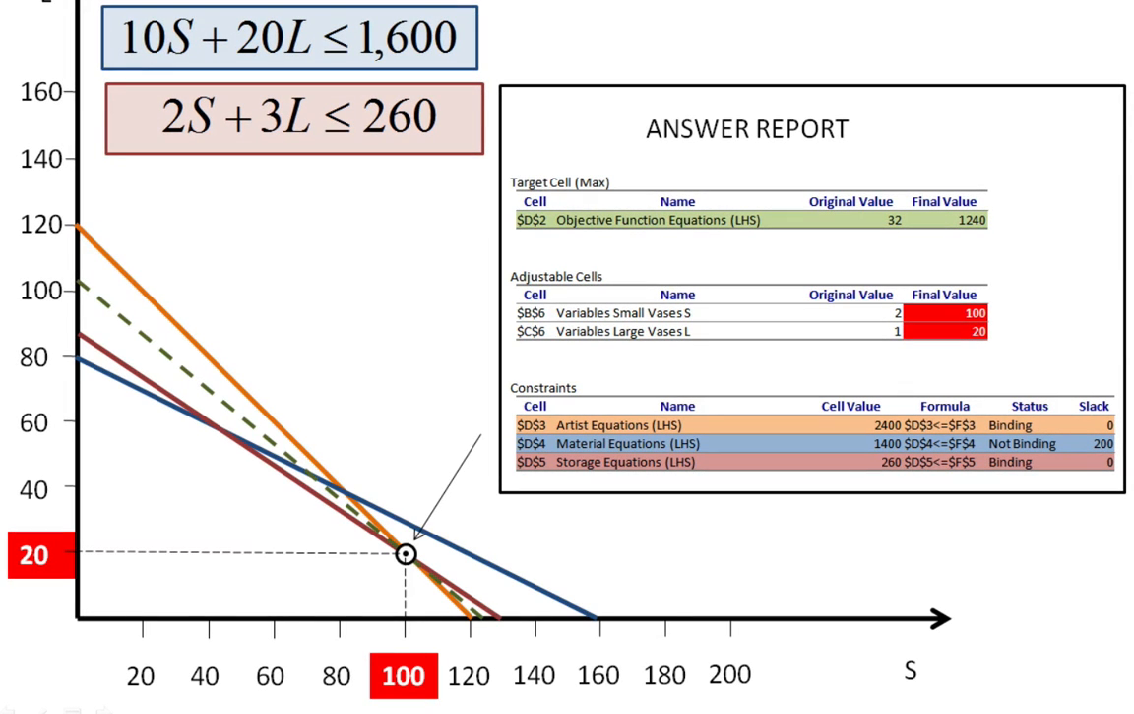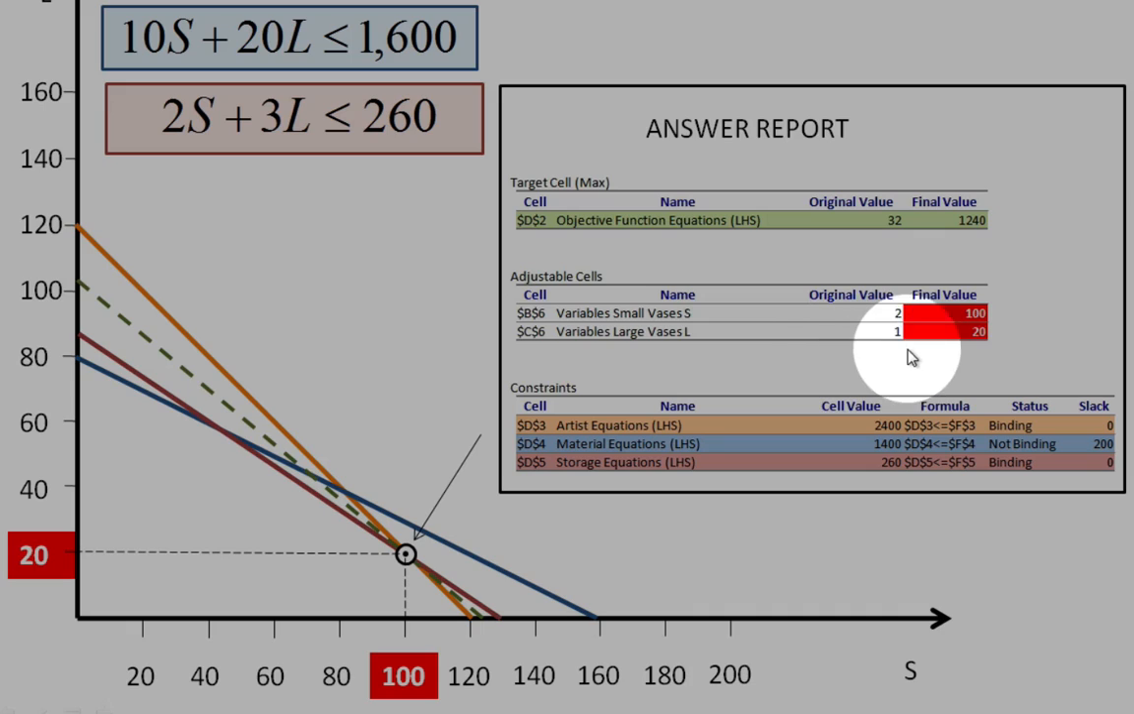First, let's look at the final values for the adjustable cells. Recall that the adjustable cells concern the variables. The first variable, the variable for small vases S, has a final value of 100, and the second variable, the variable for large vases L, has a final value of 20. This we had previously seen in the graphic solution.